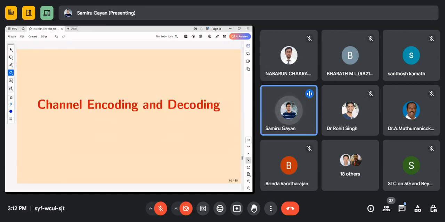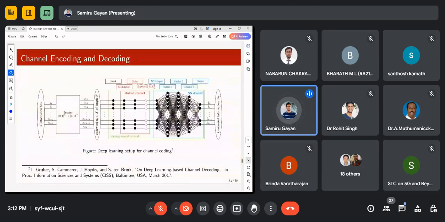We can also use this for channel encoding and decoding. I'm not going to explain all things, but I just wanted to highlight that we can do something like this with machine learning. So here we have used machine learning to achieve channel encoding and decoding. We have an encoder and a decoder architecture where we do this encoding and decoding in this manner.